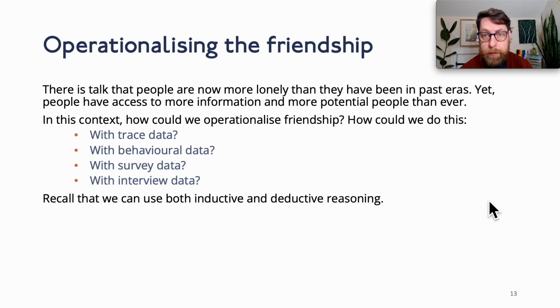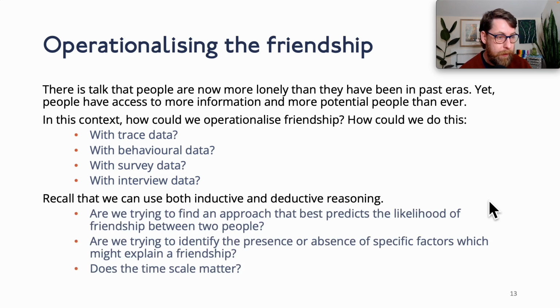So now recall that we can use both inductive and deductive reasoning. We might want to find an approach that best predicts the likelihood of a friendship between two people. If you're running an online dating company, that might be very important. Or certainly on social media sites, if you have to recommend people to be friends, you want to get a sense of what's likely going to be the best recommendation for people.